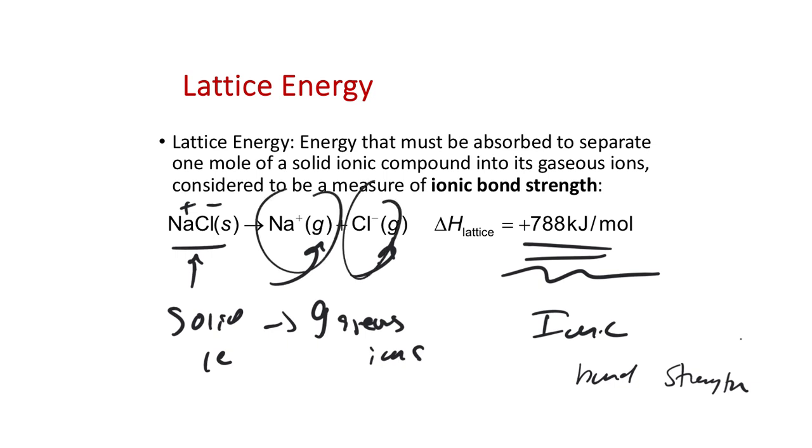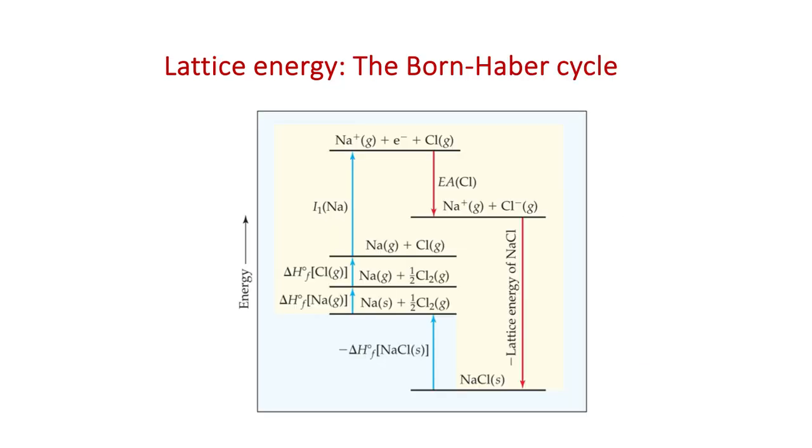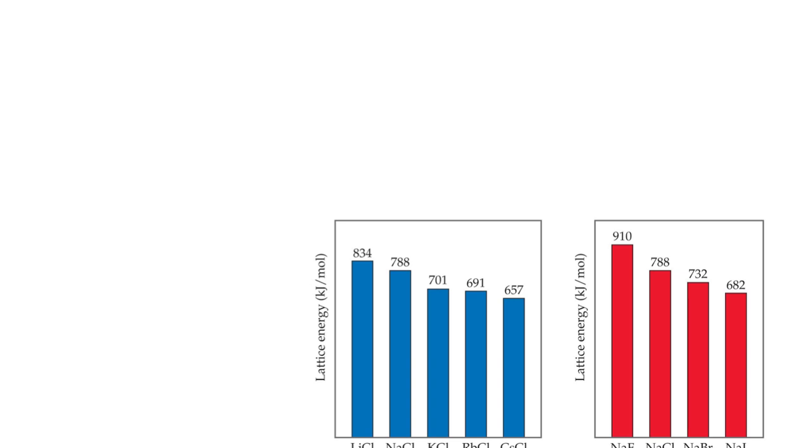Or if you think of flipping the reaction, if you have these ions, you want to form the solid, that's minus 788 kJs per mole. So a lot of energy back when we make those ions. So lattice energy is the energy that has to be absorbed to break the ionic bond. It's a measure of ionic bond strength. This shows us a chart. I'll talk about that next time. I just want to show this trend here to wrap up.